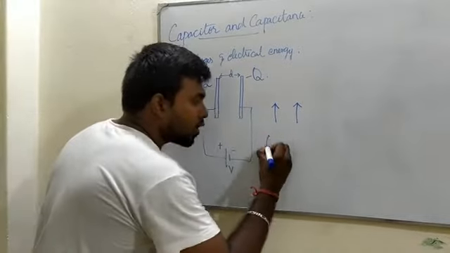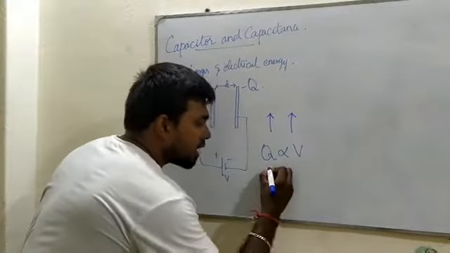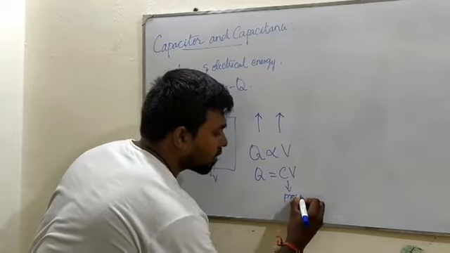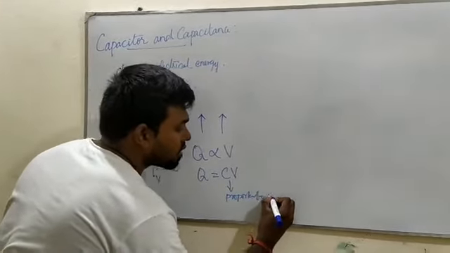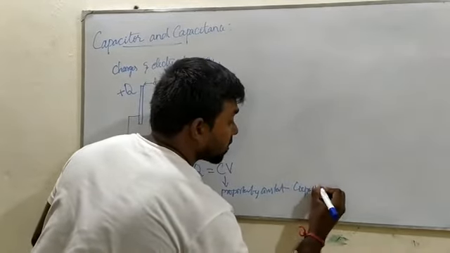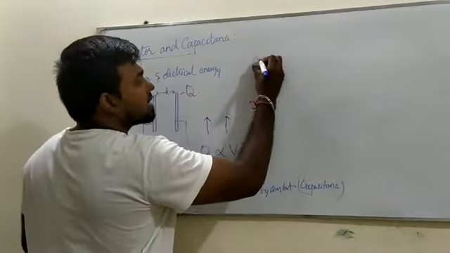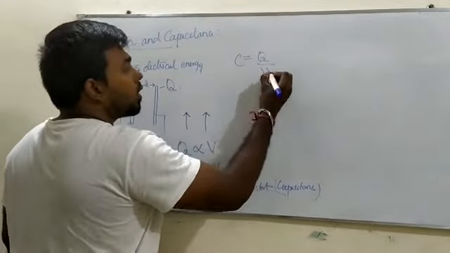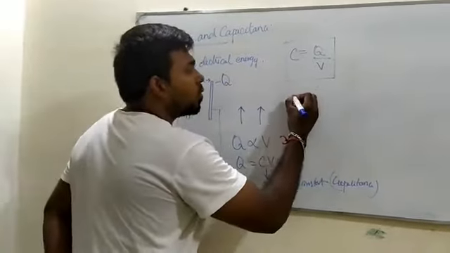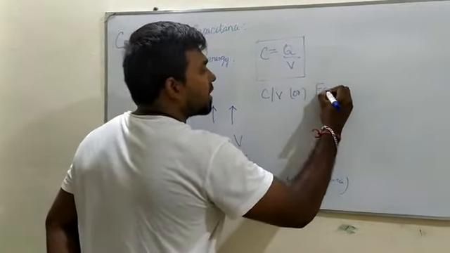So we can say that Q is directly proportional to V. So removing the proportionality, Q is equal to CV. This C is a proportionality constant which is known as capacitance. So we can write C is equal to Q by V. Capacitance is equal to Q by V. The SI unit of capacitance is Coulomb per volt, which is known as Farad.